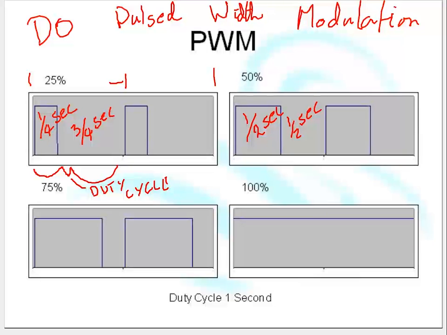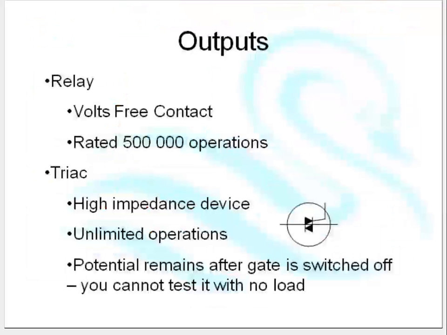So pulse width modulation allows me to turn a digital output into an analog output. With digital outputs, there are two different types of digital outputs. A typical relay contact output, which we call a volts-free contact. This consists of nothing more than a screw, a relay contact, and another screw.